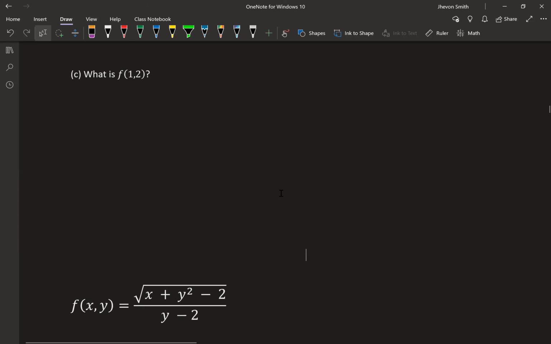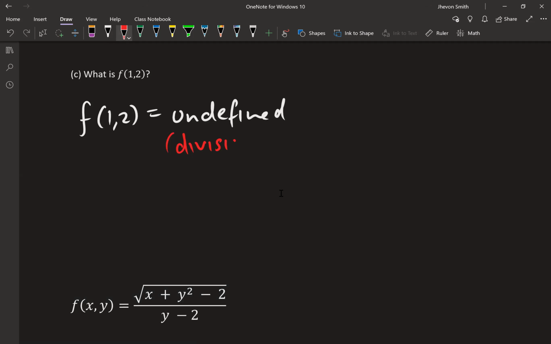Okay, so plug in x equals 1 and y equals 2. All right, and what would we get here? What would I get if I plug in x equals 1 and y equals 2? Right, undefined, because you end up with a division by 0, which we know is illegal. Okay.